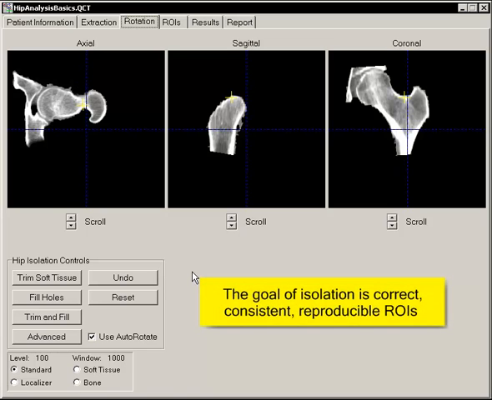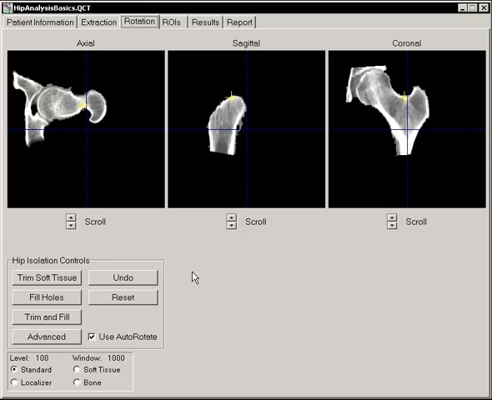Our high-level goal is obtaining good, consistent, reproducible regions of interest. Isolation and rotation are only steps towards that goal. A little more or less soft tissue will probably not affect the results. Holes that are not in the ROIs are inconsequential. Don't obsess over soft tissue and bone holes, but don't ignore them either. Trim and fill with discretion. Let's experiment with our example now.